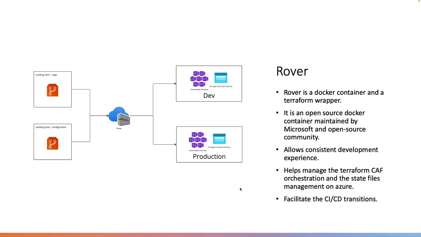How does it do that? By utilizing a tool called Rover. Rover is a Docker container wrapper for Terraform itself. It's an open source tool, which is again maintained by Microsoft engineers and the open source community. It really allows a consistent development experience where you can easily push your code, create those containers, and then eventually ship those containers to different environments, as seen in the diagram itself, right? It also helps you manage your Terraform Cloud Adoption Framework's orchestration and the state files, and facilitates the CI/CD transition as well.